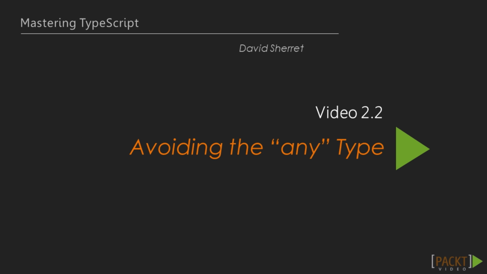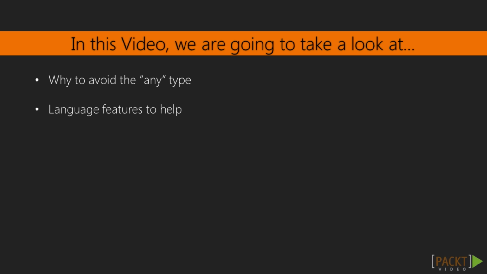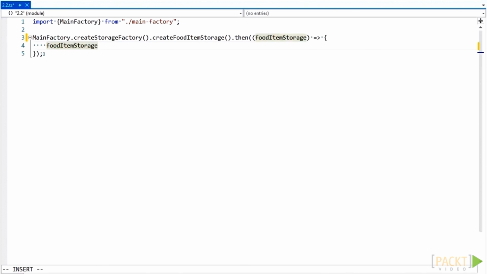In the previous video, we looked at using implicit and explicit types. In this video, we're going to take a look at avoiding the any type. We'll look at why we should do that, and then at some language features we can use to help avoid it. So first of all, what is the any type? The any type is essentially a way to opt out of type checking. It allows us to use a value in any way that is syntactically correct.